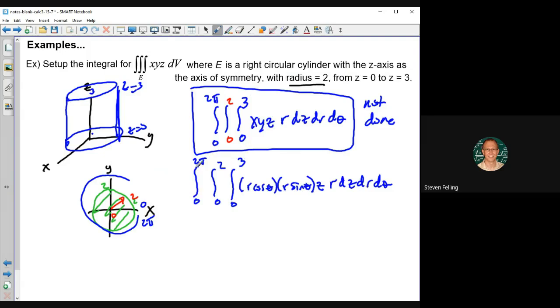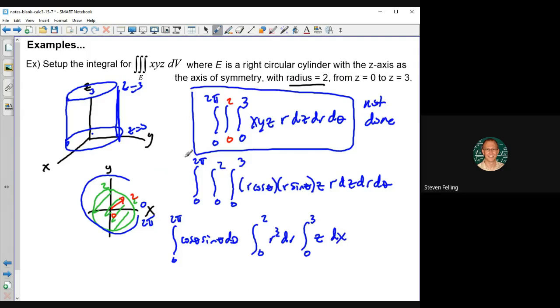Every single thing here is constant, which means technically if you were integrating it, you could do this. You could say 0 to 2 pi. If you were to integrate this, we have a cosine and a sine, d theta. And then we could maybe do the r portion, 0 to 2. And we have r times r times r, so there's a total of 3 r's. And then 0 to 3 for the z portion, and there's 1 z in there.